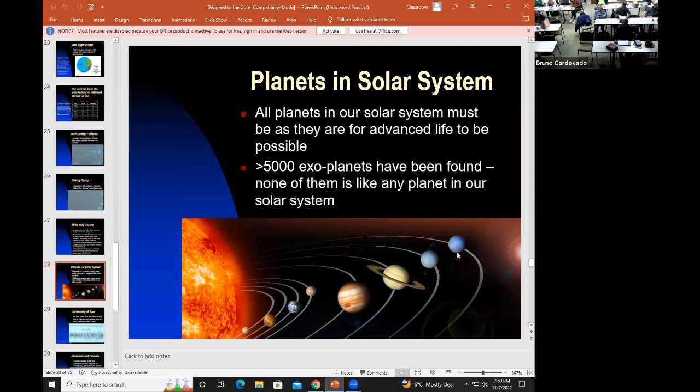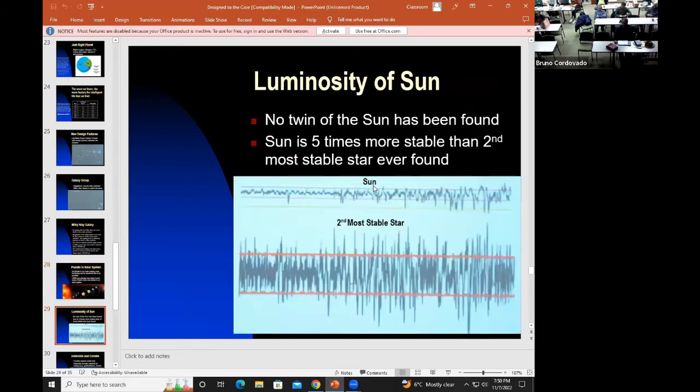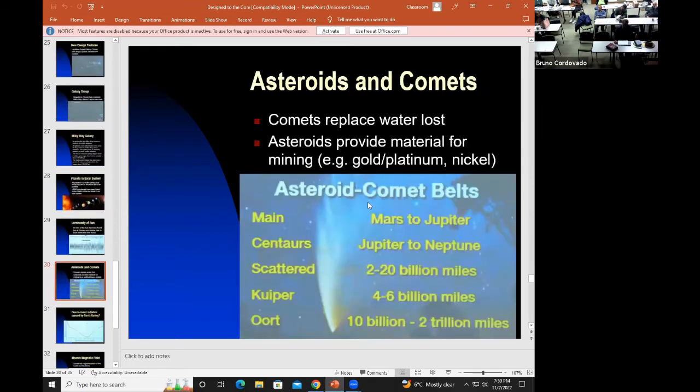All the planets in our solar system are needed for life to be possible. Over 5,000 planets outside of our system have been found, but none of them are like any of the planets in our system. The top figure is our sun, and the second most stable one is below. And so you see we have an extremely stable sun.